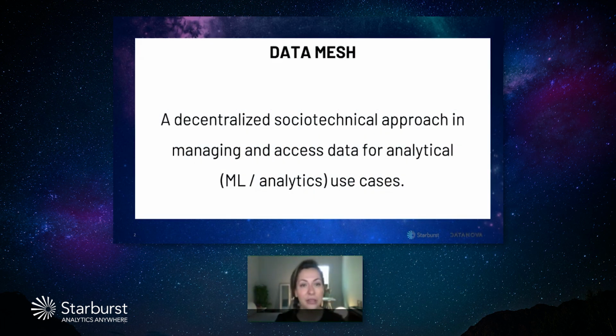So data mesh is really both a technical and organizational approach to managing and accessing data, particularly for analytical use cases. And analytical use cases are fairly diverse, from machine learning model training, to reporting, to dashboards, and a spectrum of those use cases. I use the term socio-technical because it's not just about the technology, but it's also about how we organize our teams, how we measure success, as well as how we create the architecture for managing data.